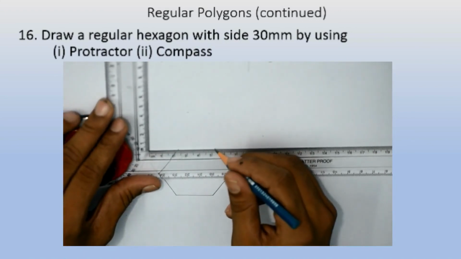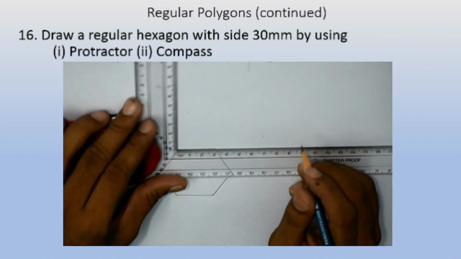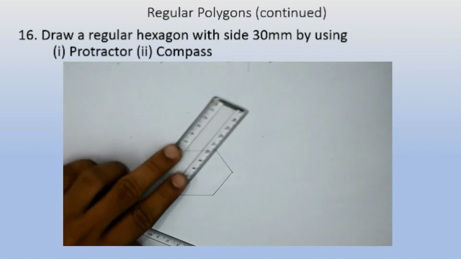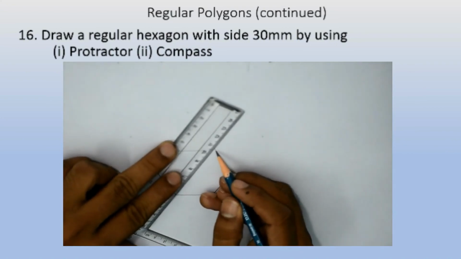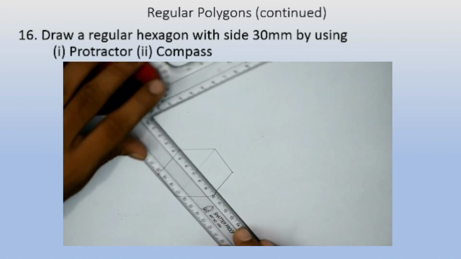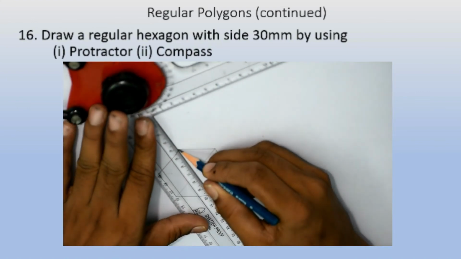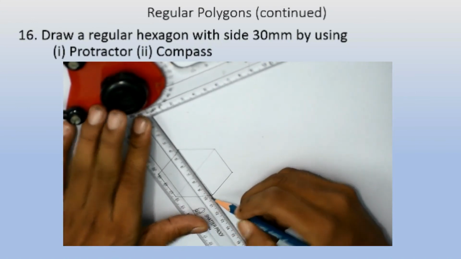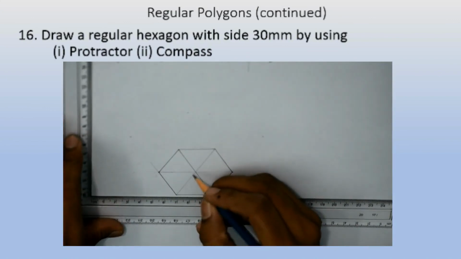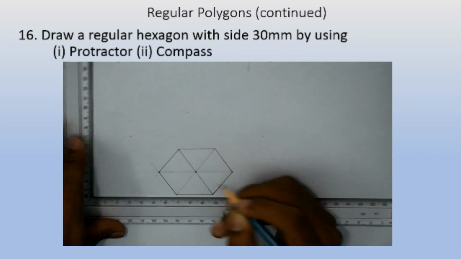And now you can see that if I join the two ends of this line, we will get the sixth side of our hexagon. So this completes our hexagon. And now to get the center, we can just join the diagonals. We can draw the diagonals and obtain the center point of this hexagon. Now you can see the center point obtained.